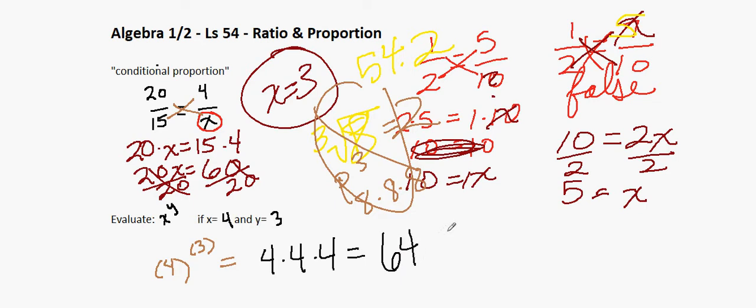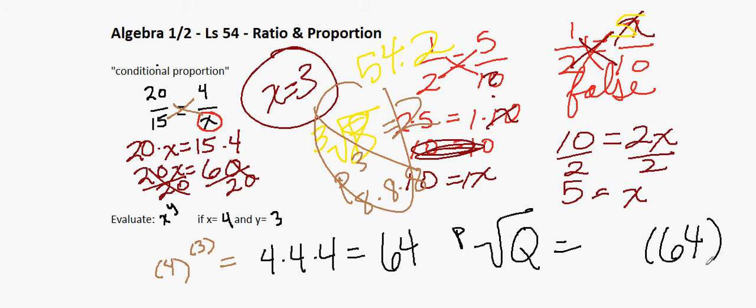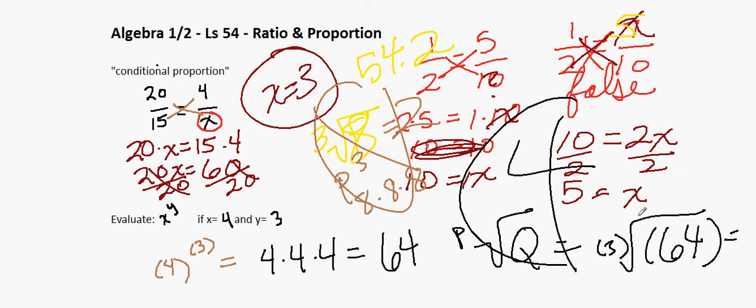And you can see in 54.4, they do it the other way. If I have q to the p root, and I know p is 3, and q is 64, I put them in there where they belong. P was 3. The cubed root of 64 is 4.